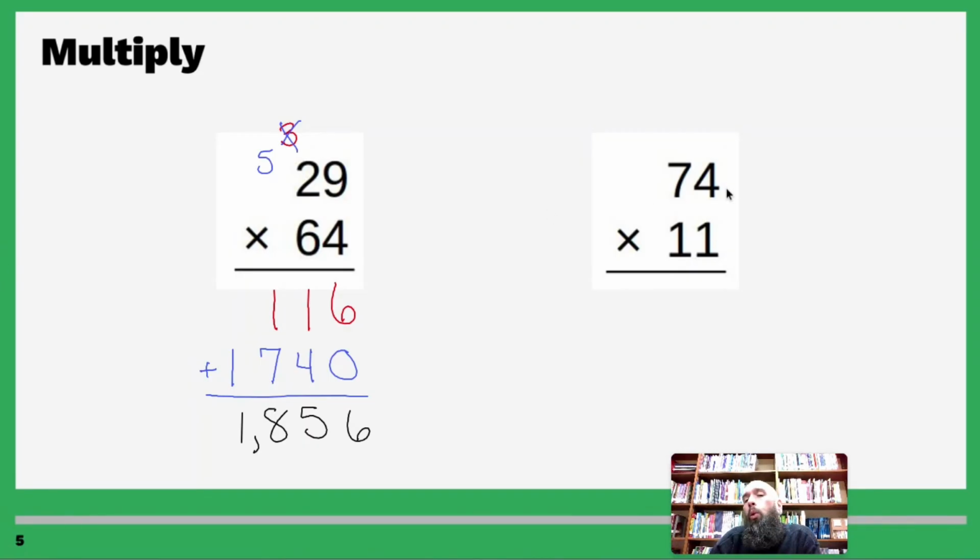All right. 4 times 1 is 4. Nothing to carry over. 7 times 1 is 7. Nothing to carry over. Now we move on to the next number over, which means we have to attach a 0 for the tens. Okay? 1 times 4 is 4. Nothing carries over. 1 times 7 is 7. Write it out. And now we add these two numbers.